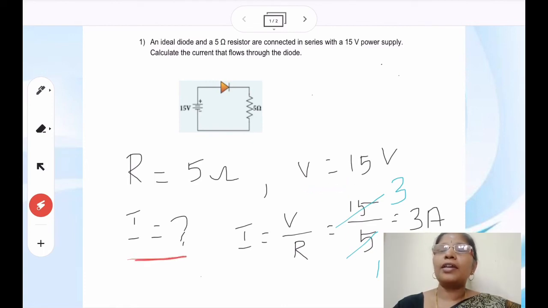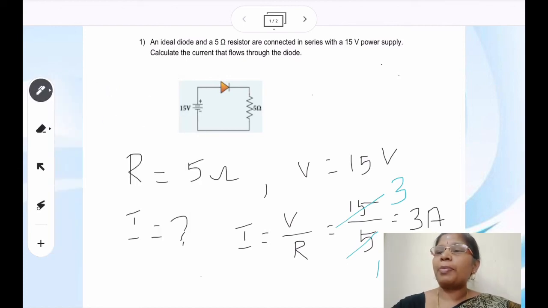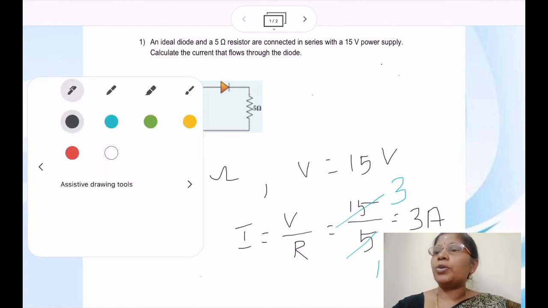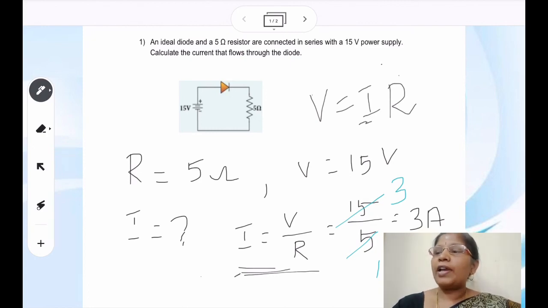Which one are you calculating? You are calculating the value of current. Current is represented by capital I. I value equal to what? You know the formula with the help of Ohm's law. V is equal to I multiplied by R. From this, I is equal to V divided by R. Ohm's law is V equal to I into R. I am keeping I on one side, so I is equal to V divided by R.